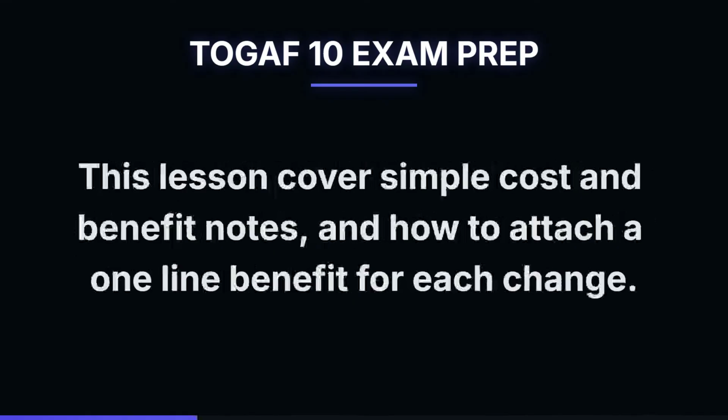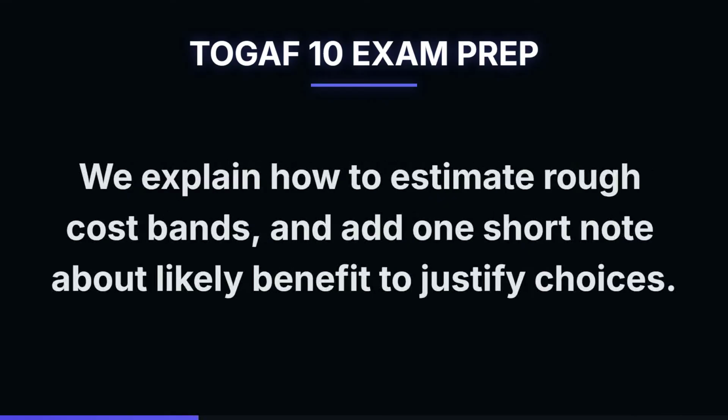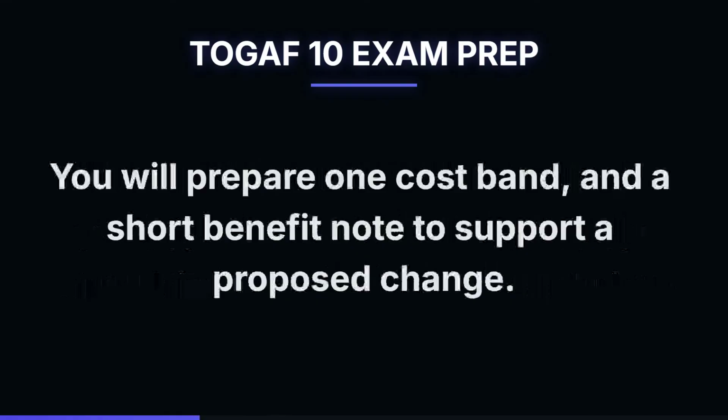This lesson covers simple cost and benefit notes, and how to attach a 1-line benefit for each change. We explain how to estimate rough cost bands, and add 1 short note about likely benefit to justify choices. You will prepare 1 cost band, and a short benefit note to support a proposed change.